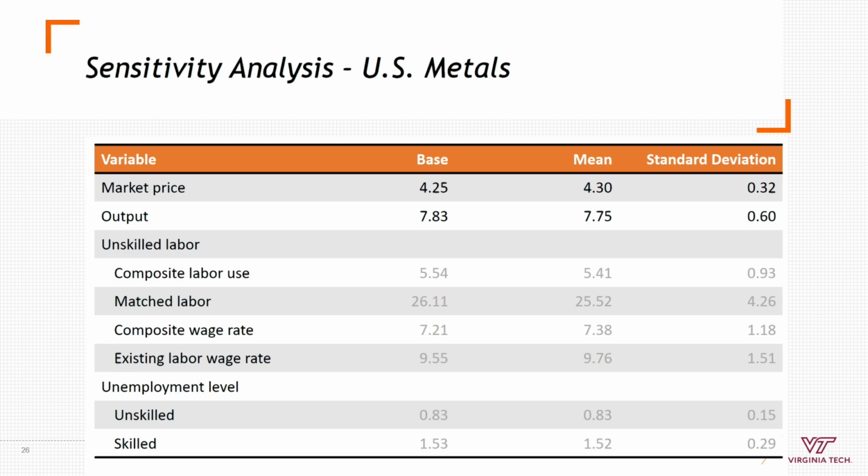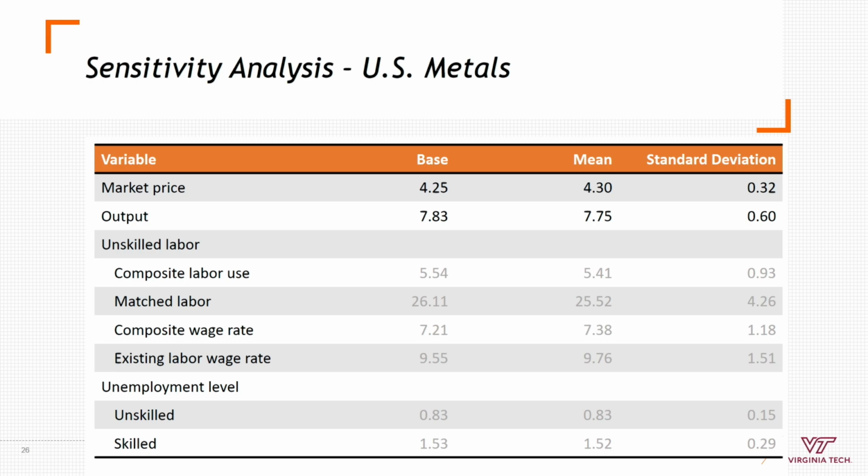So as far as the impact on the level of market price and output of U.S. metals, there's some uncertainty, right? But if you look at the standard deviations from the mean or the base value, they're less than 1/10 of the mean. And most of this uncertainty is being driven by the elasticity of substitution between existing and matched labor. I mean, that's what's causing this uncertainty.